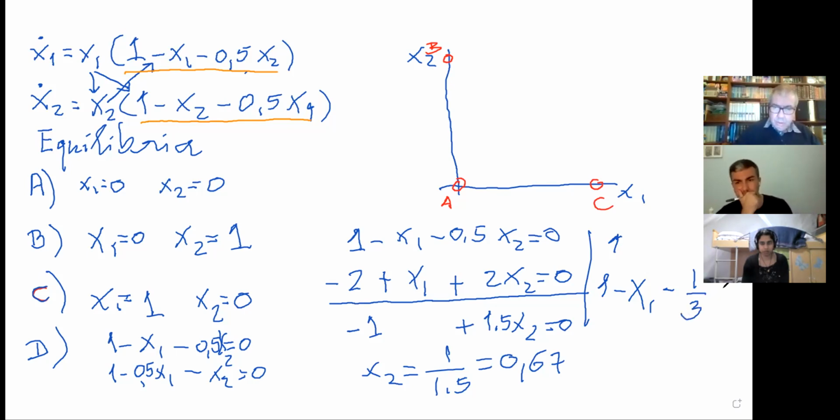Okay, equal to 0. So x1 is equal to 2/3, which is the same as x2, no? Because if you multiply by 2, you get 2 divided by 3. And that's again 0.67.